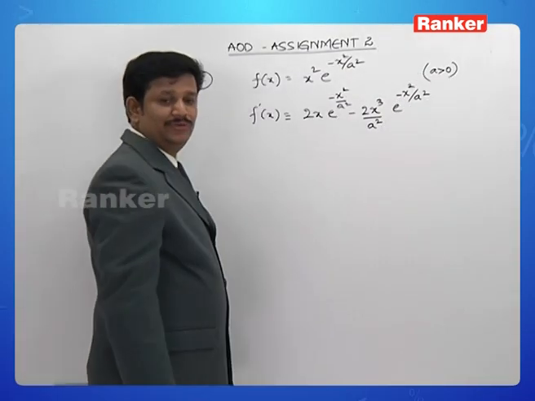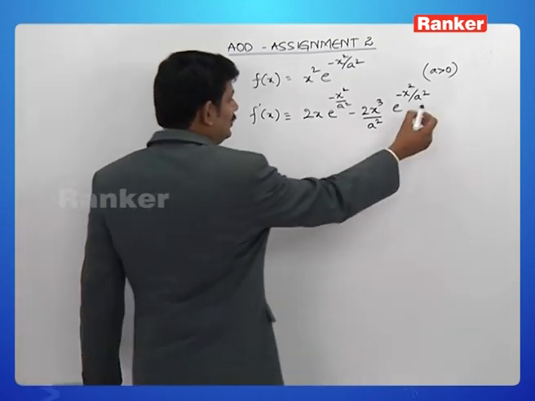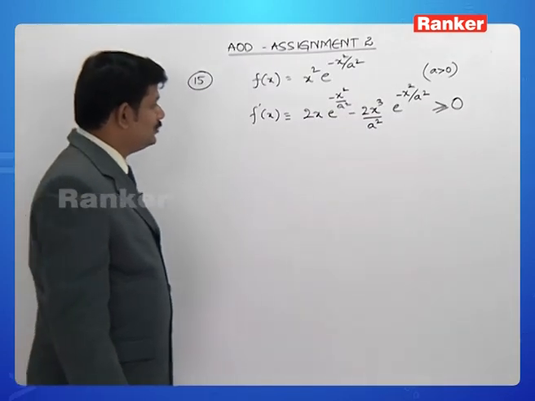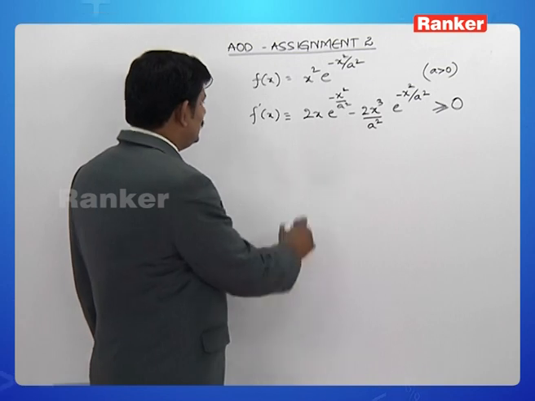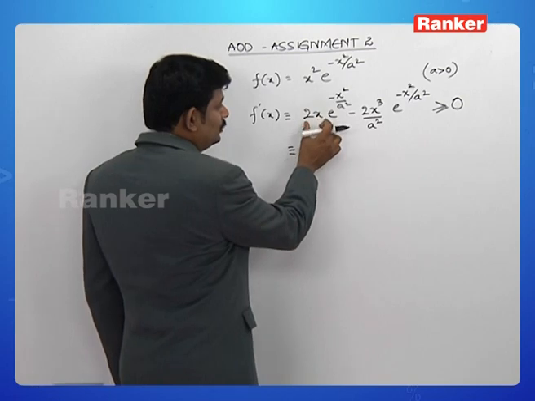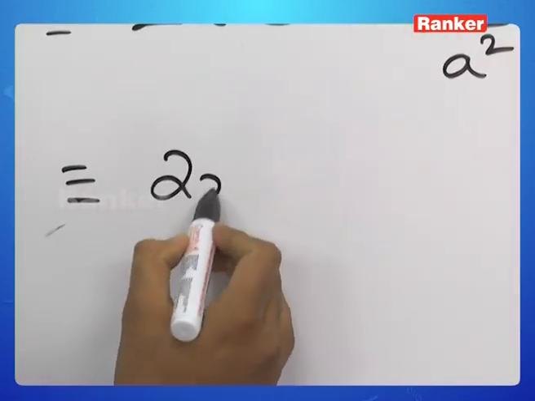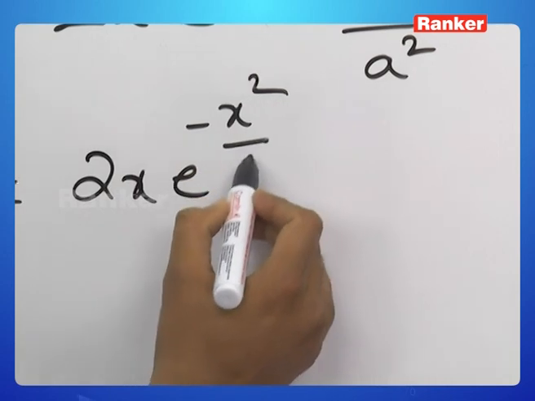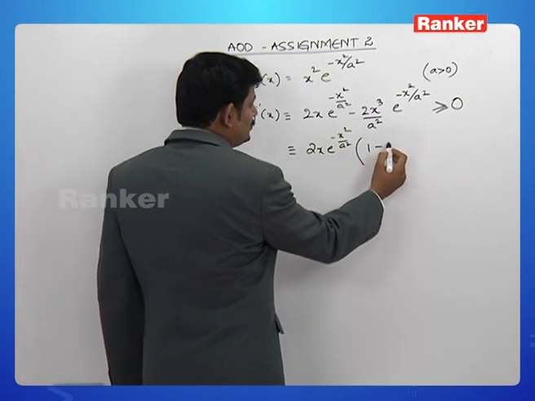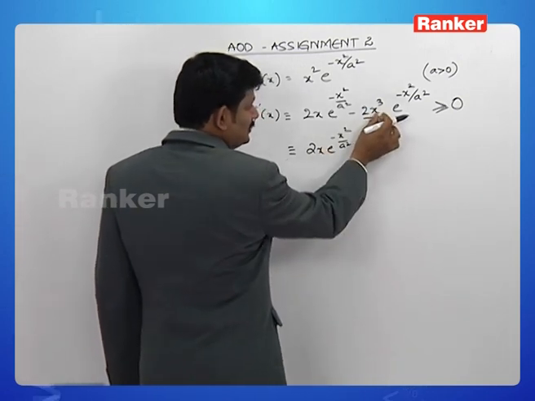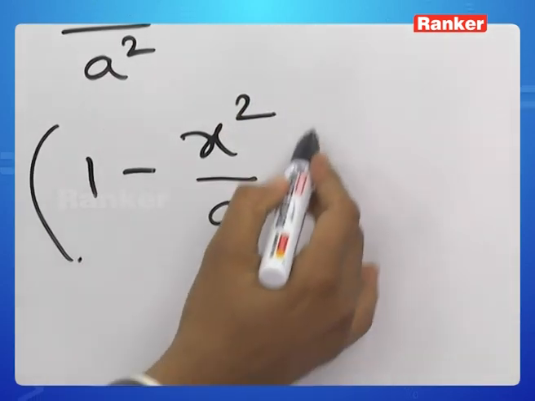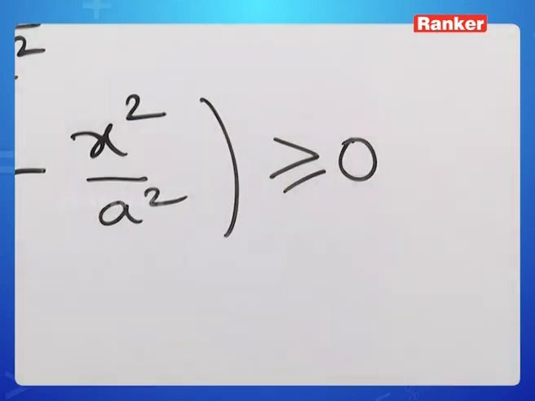For this quantity, for the function to be strictly increasing, f dash of x should be greater than or equal to 0. So, let us see what all things we can take common. 2x into e power minus x square by a square we can take common, into 1 minus x square by a square taken common. This quantity should be greater than or equal to 0.